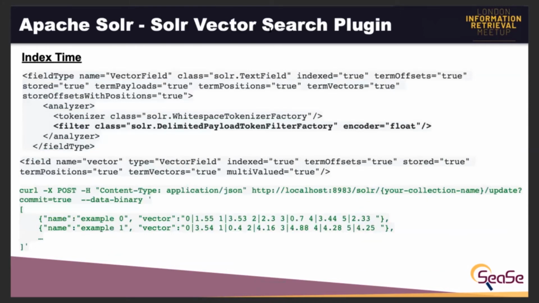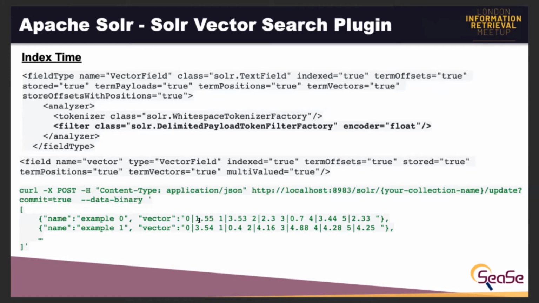Second approach, Solr Vector Search plugin. At index time, what you need to do, you need to create a field type, which is going to be a text field, and the analyzer will have a delimited payload token filter factory, specifically encoding float values. The field name, again, will be whatever you like, vector, at type, the type you've defined. Then you can push your documents in this format.